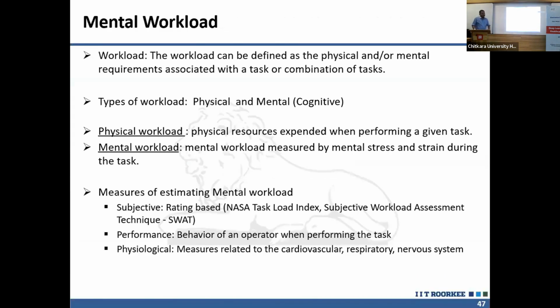So cognitive workload estimation using EEG. For example, if I am driving for a long time, I'll be under stress, and I want to know whether I am under stress or not. For example, in the Ola Uber business, there are many drivers driving for a long time.